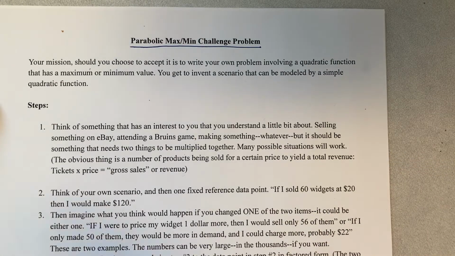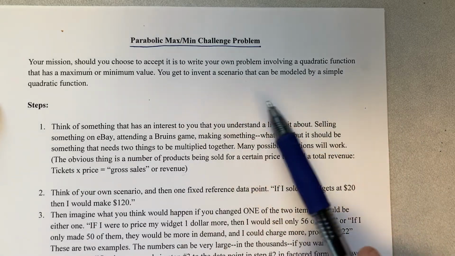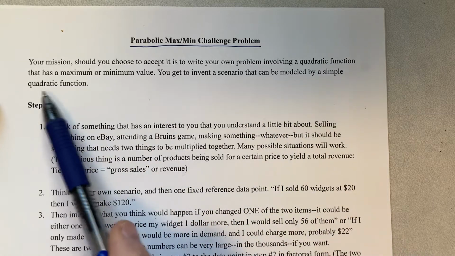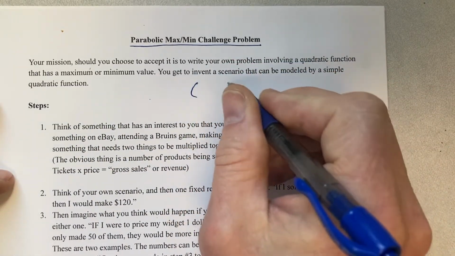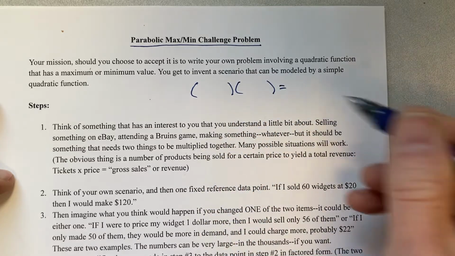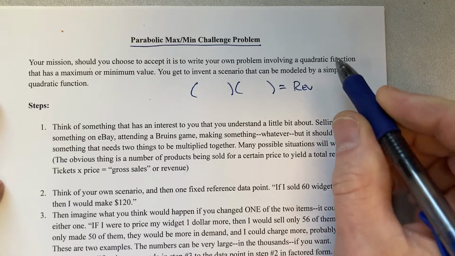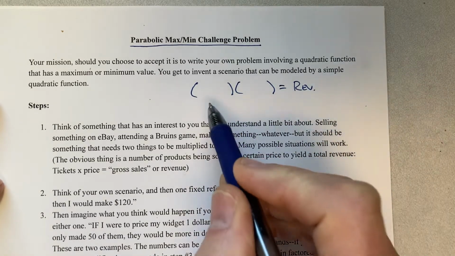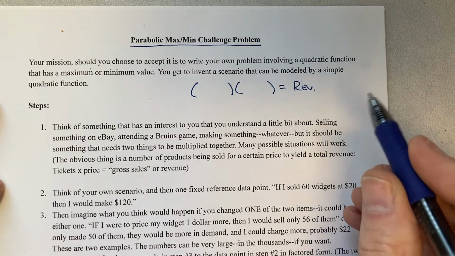So your mission, should you choose to accept it, is to come up with your own scenario that involves some situation that can be modeled by a quadratic function. And what we're really looking at is two things that are going to multiply to make your revenue, your income, or your area of something. Any two things that multiply to make another thing qualify if you think creatively about it.